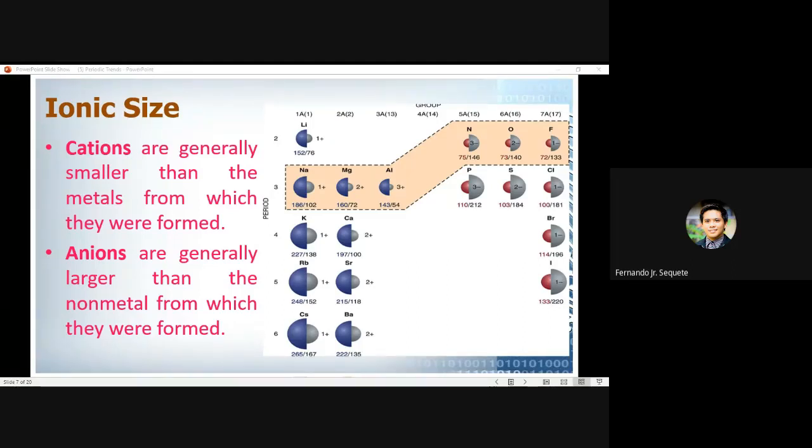I'm sure you have heard on TV commercials, especially when you are having diarrhea, that you are advised to drink electrolytes to replace the ions that were lost. Those ions are actually charges, the positive and the negative charges that are needed in our system. And according to the rule, when it comes to ionic size, cations or positive elements are generally smaller than the metals from which they were formed.